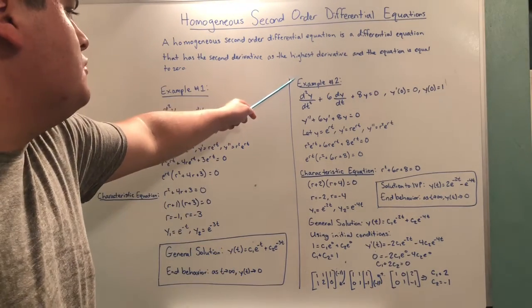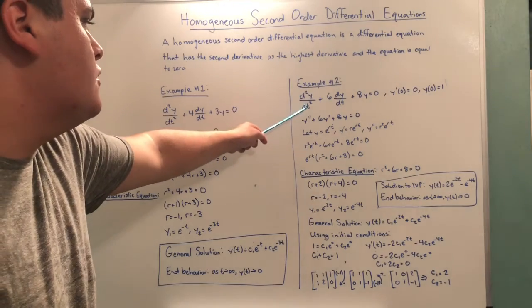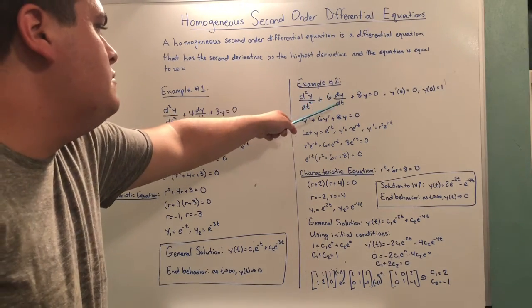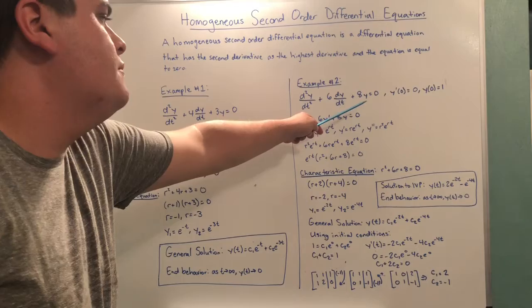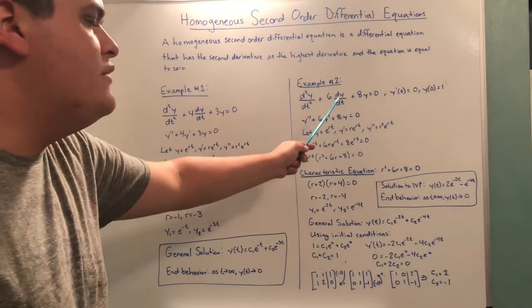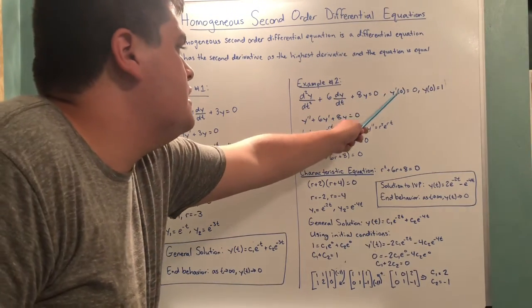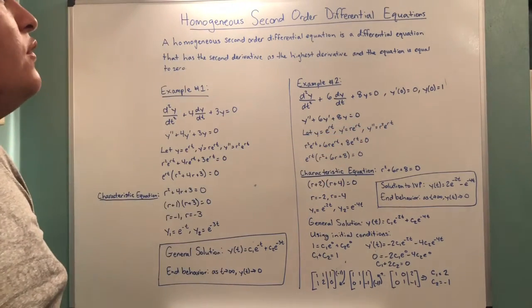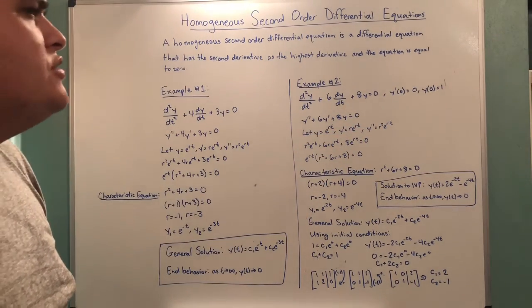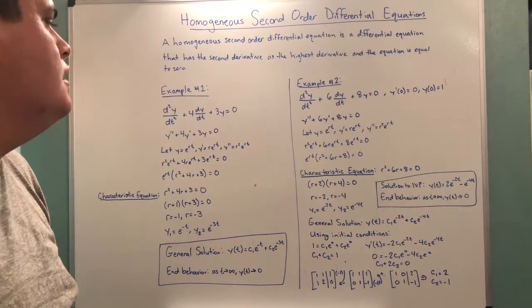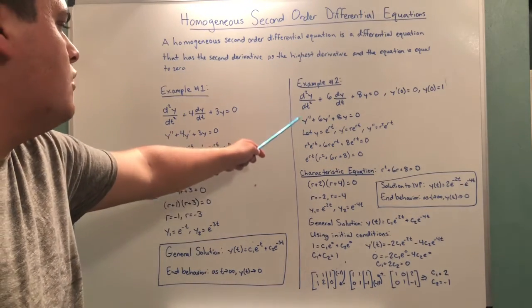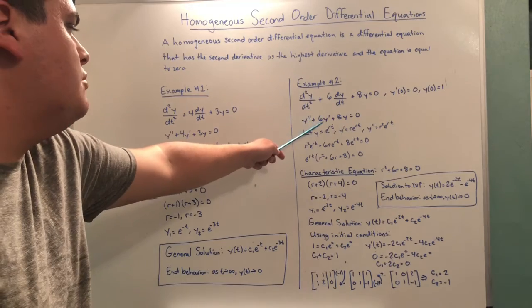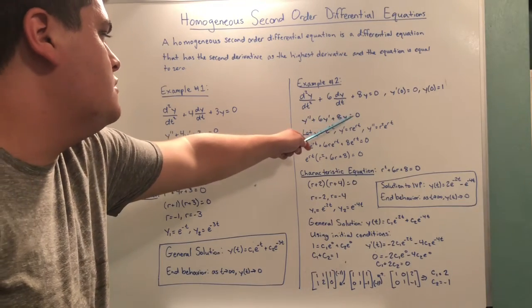For our second example, we have d squared y over dt squared plus 6 dy over dt plus 8y equal to 0. However, unlike the first example, we have initial conditions. y prime of 0 is equal to 0, and y of 0 is equal to 1. Because this is a second order differential equation, we need two initial conditions. Now, rewriting it in this form, we have y double prime plus 6y prime plus 8y is equal to 0.